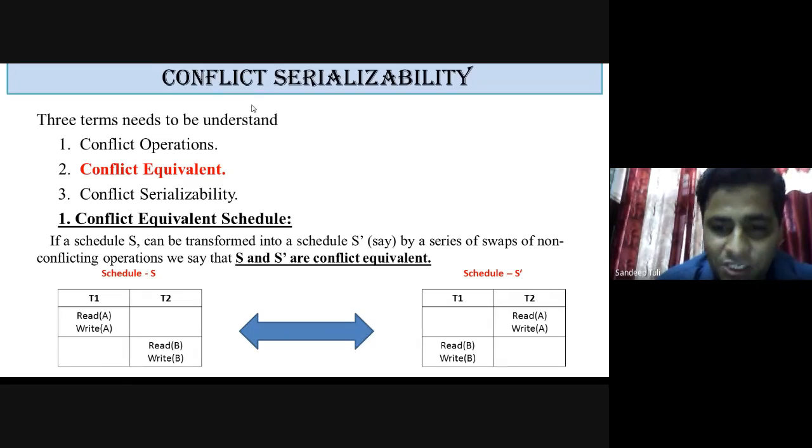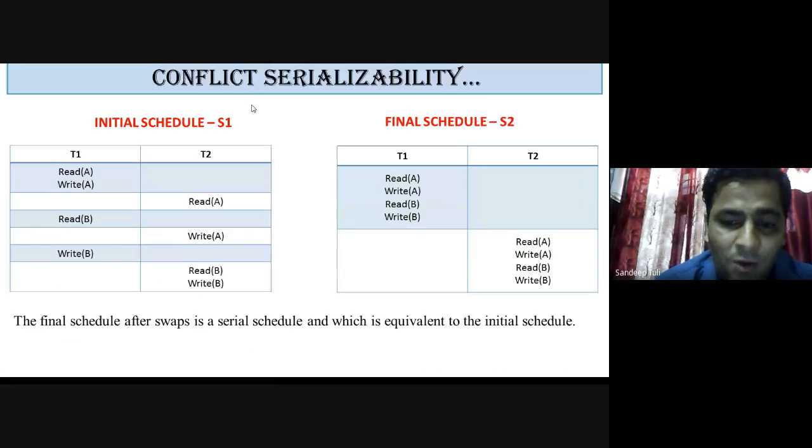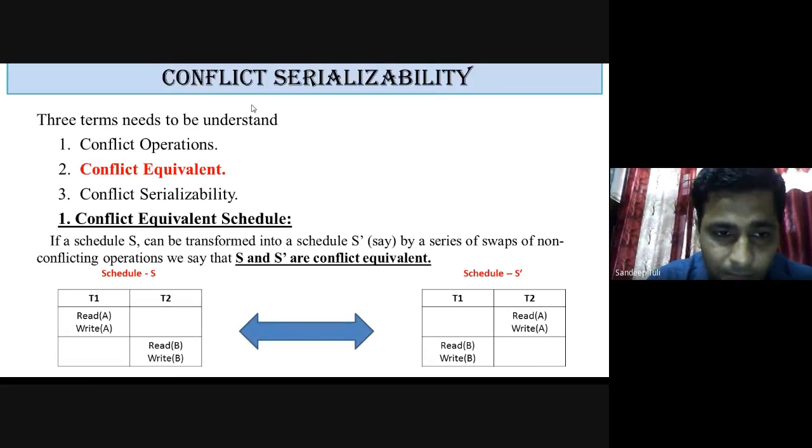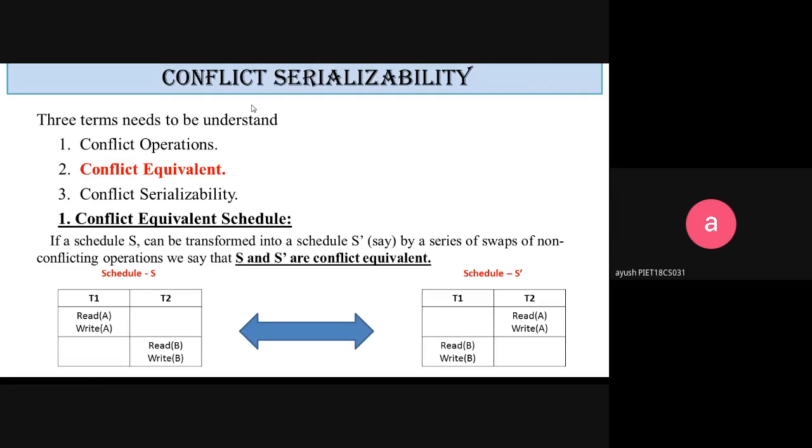Conflict equivalent schedules: if the schedule S can be transformed into the schedule S dash by a series of swaps of non-conflicting operations, we say that S and S dash are conflict equivalent. Now I think this definition is very much clear to all. In the previous example, the schedules S1 and S2 are conflict equivalent schedules, as we got the schedule S2 by a series of swaps of non-conflicting operations. Done?